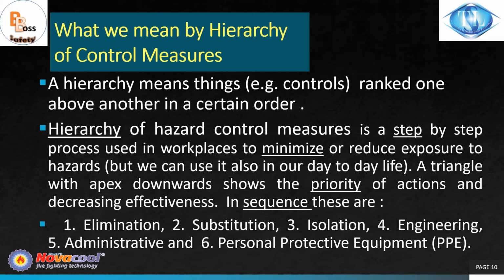right? And the hierarchy of hazard control measures is a step-by-step method to minimize and reduce the effect or the exposure to the hazards, right? What are these sequenced steps? As is mentioned on this slide, we will explain later one by one. But the first one is elimination. The second one is substitution. The third one is isolation.